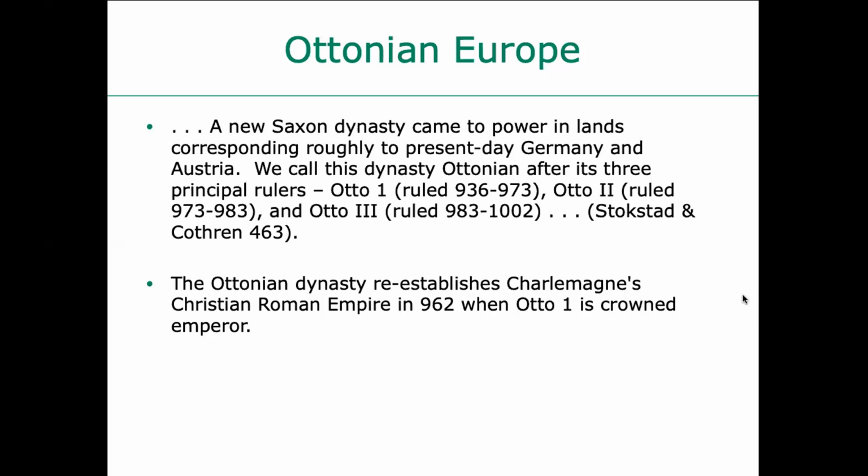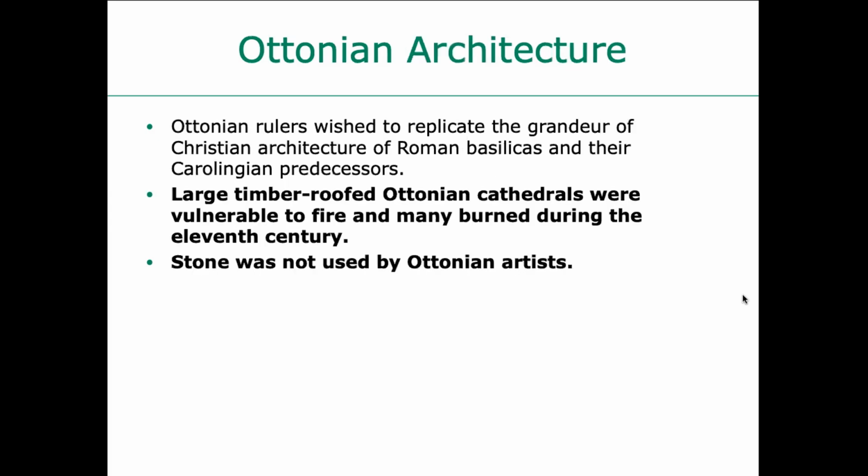Now let's move on to the Ottonian Europe. A new Saxon dynasty came to power in lands corresponding roughly to present-day Germany and Austria. We call this dynasty Ottonian after its three principal rulers, Otto I, Otto II, and Otto III. The Ottonian dynasty reestablishes Charlemagne's Christian Roman Empire in 962 when Otto I is crowned emperor.